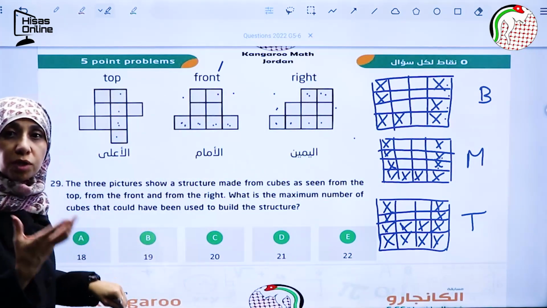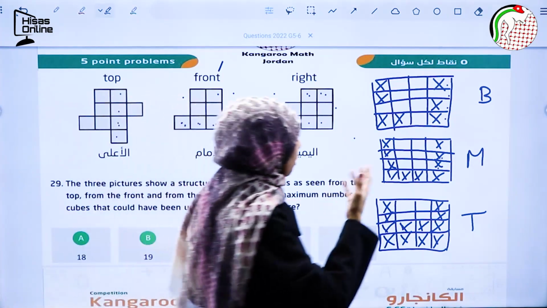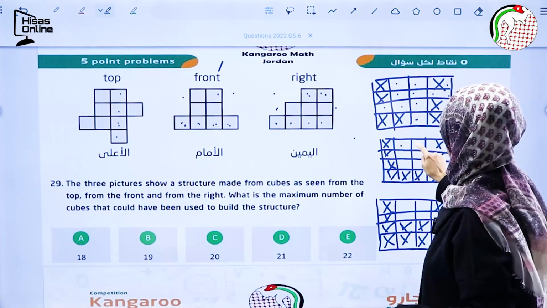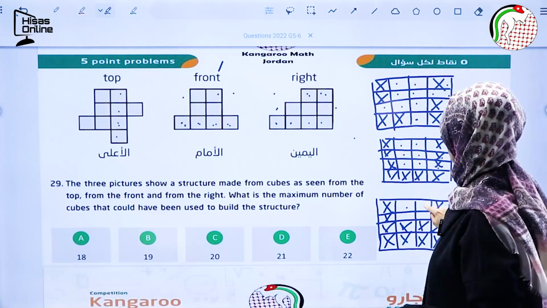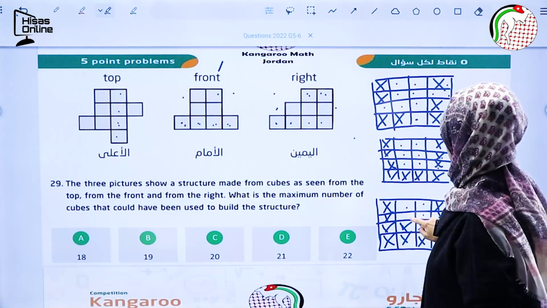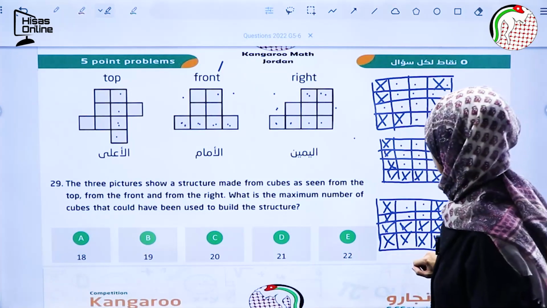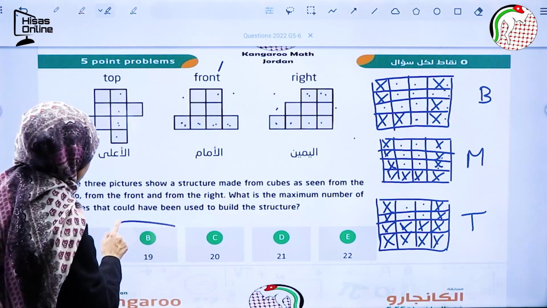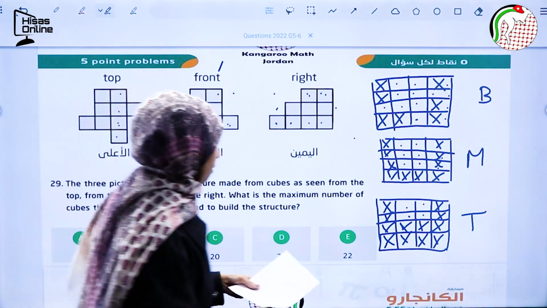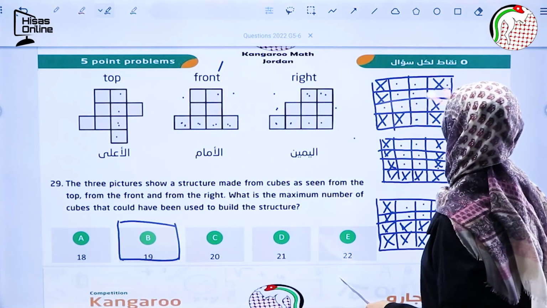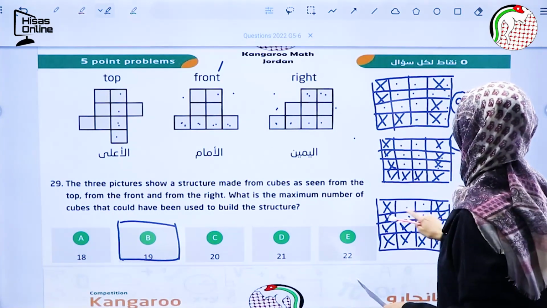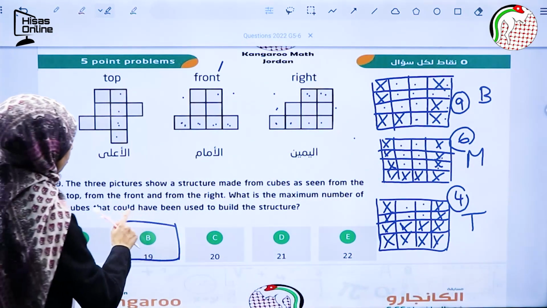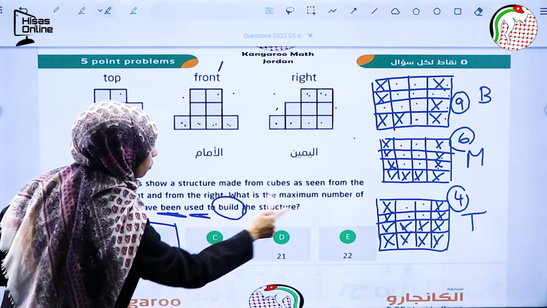Now let's count how many cubes we may use here. 1, 2, 3, 4, 5, 6, 7, 8, and 9, 10, 11, 12, 13, 14, 15, 16, 17, 18, 19, and it's B, which is 19 squares. Again here, those are 9 cubes, and here 6, and here 4, so that makes 19 cubes. They may have been used in order to build this structure.